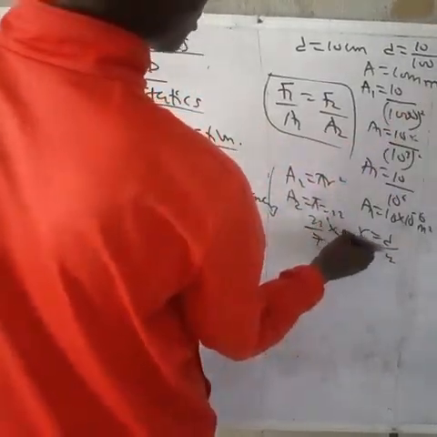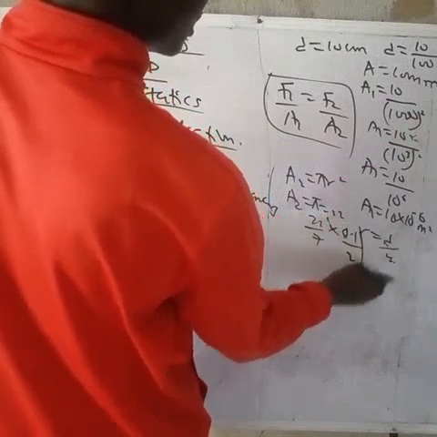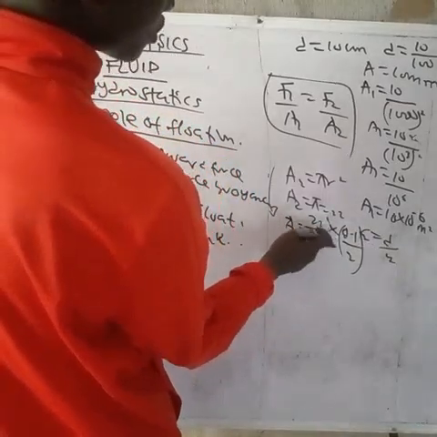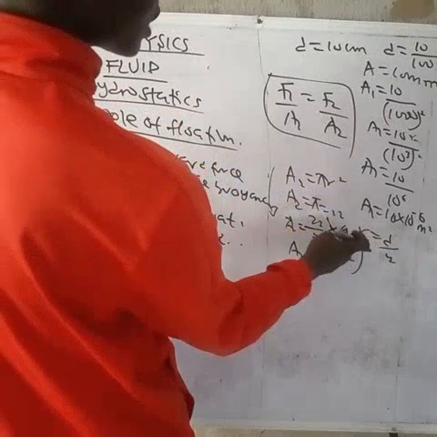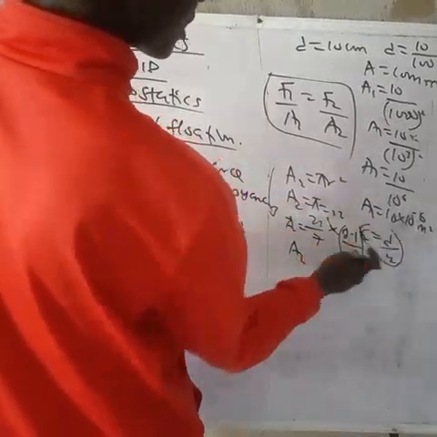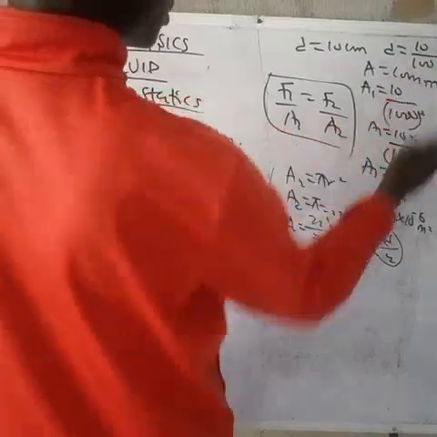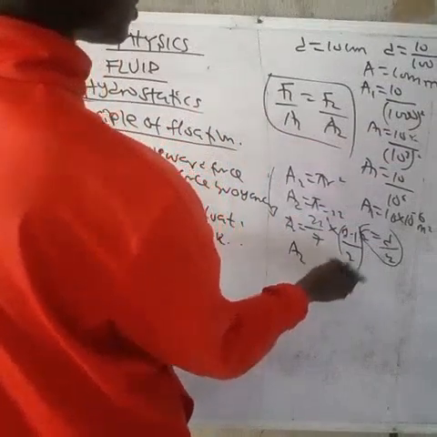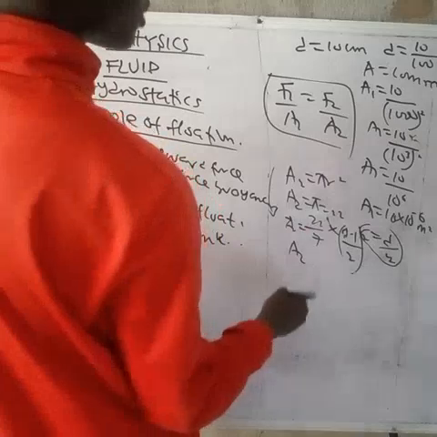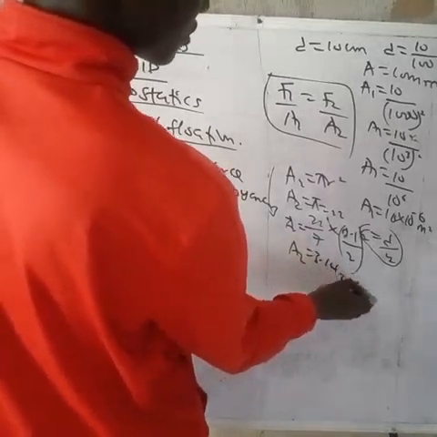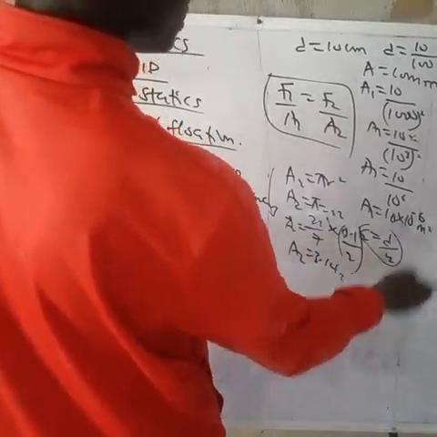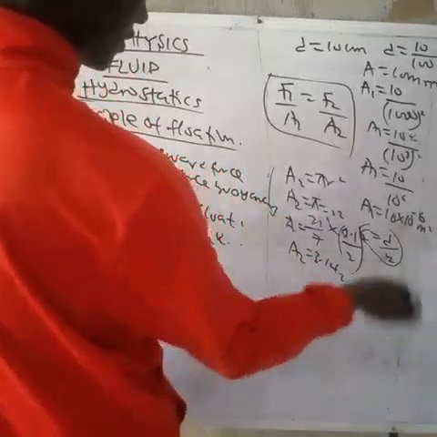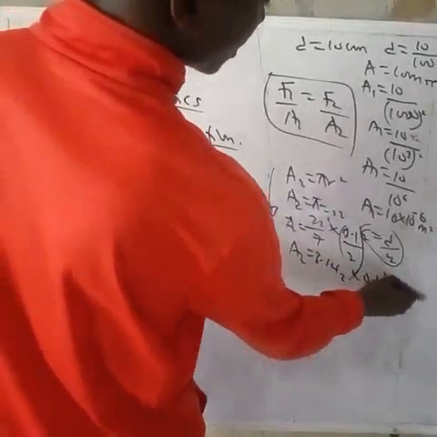You have converted the diameter to be 0.1, so you have 0.1 divided by 2, then it's all in square. So A2 is equal to pi r square, where r is diameter over 2. Your diameter was converted to be 0.1, divided by 2, then all in square, with pi as 3.142. Then 0.1 divided by 2, all in square, is 0.1 square over 2 square.